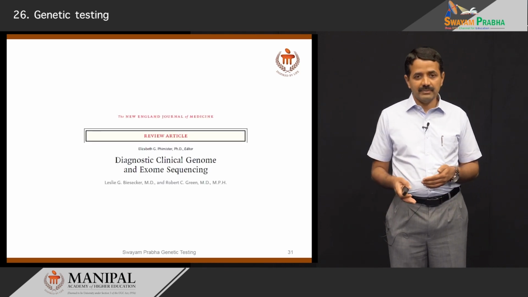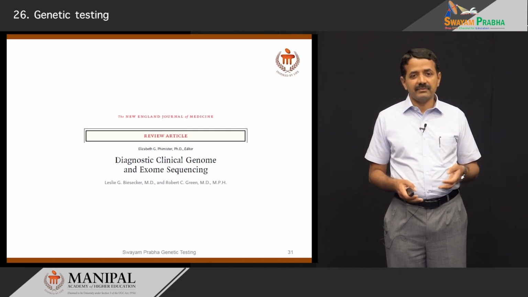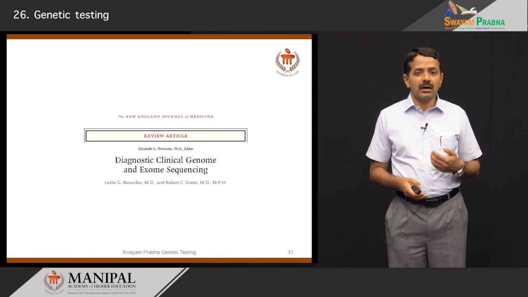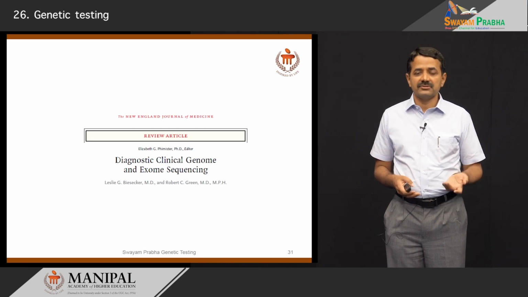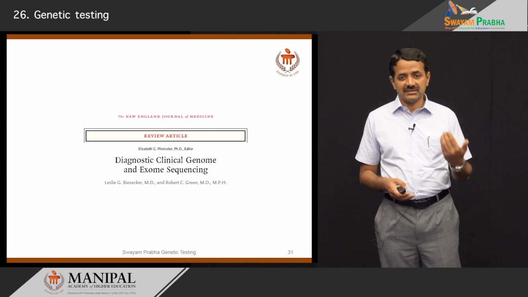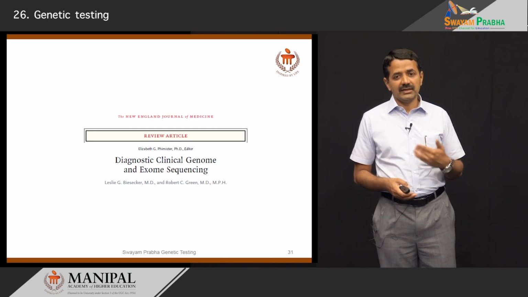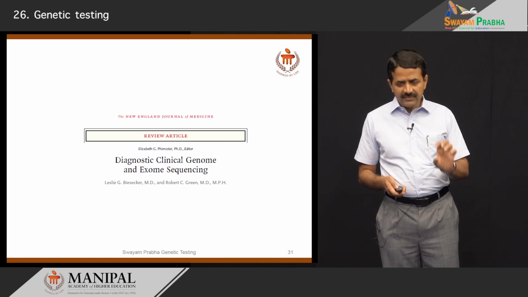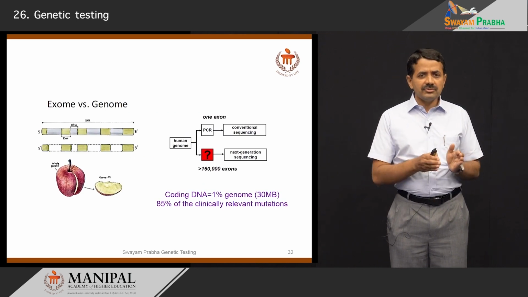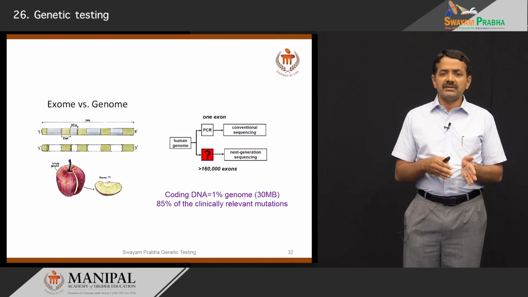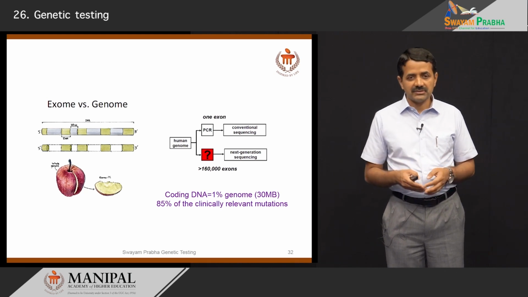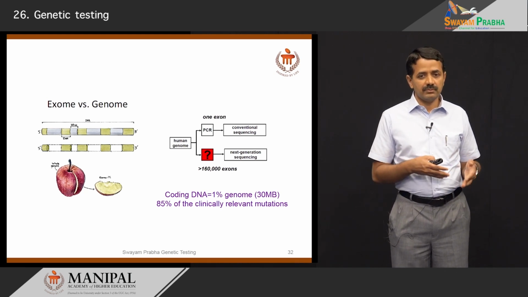I would recommend this article by Leslie Biesecker, on how diagnostic clinical genome and exome sequencing can be done, and what the indications are. This is entirely a dedicated section, but I would like to just show you exome is, as we know, hardly 1% of the genome codes for proteins.